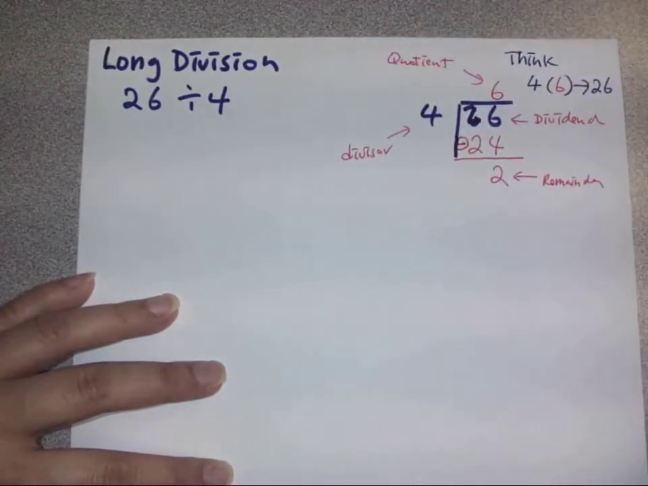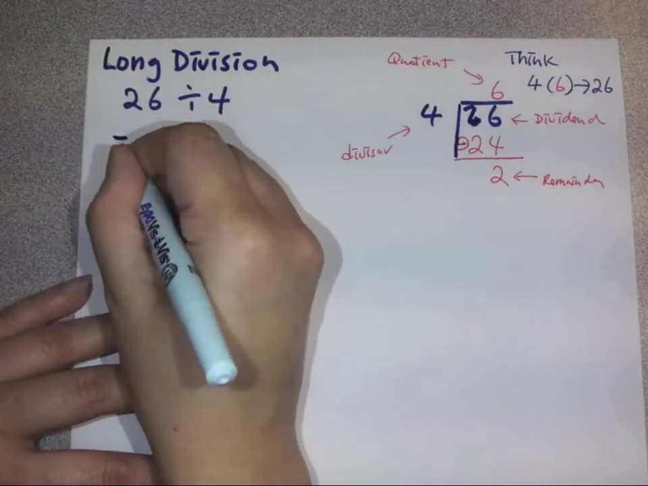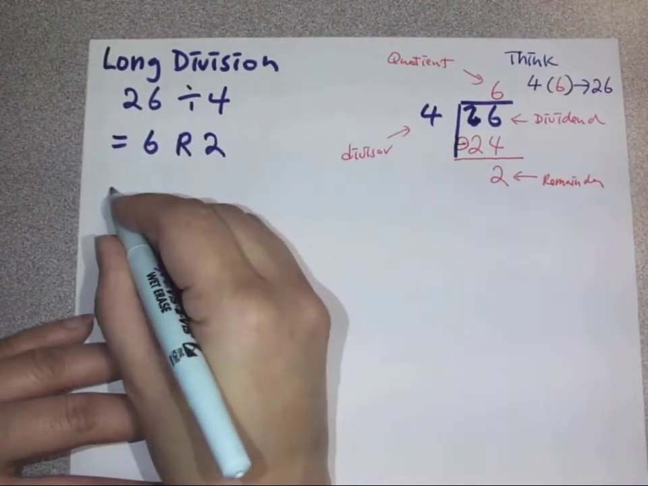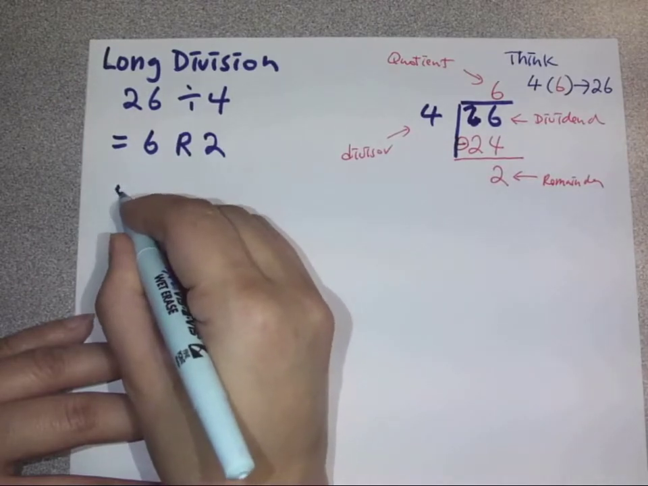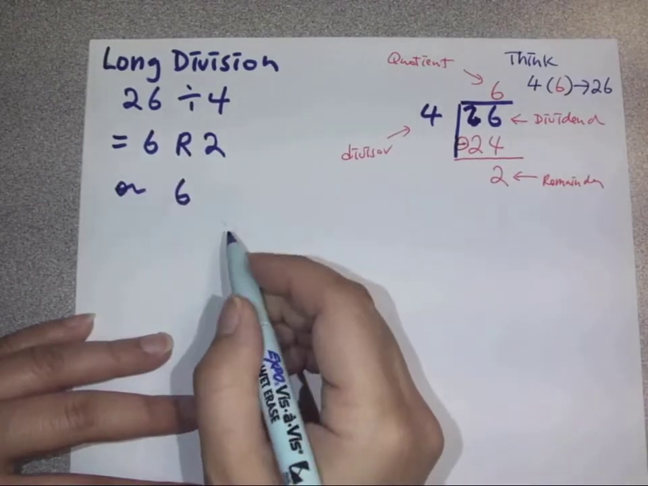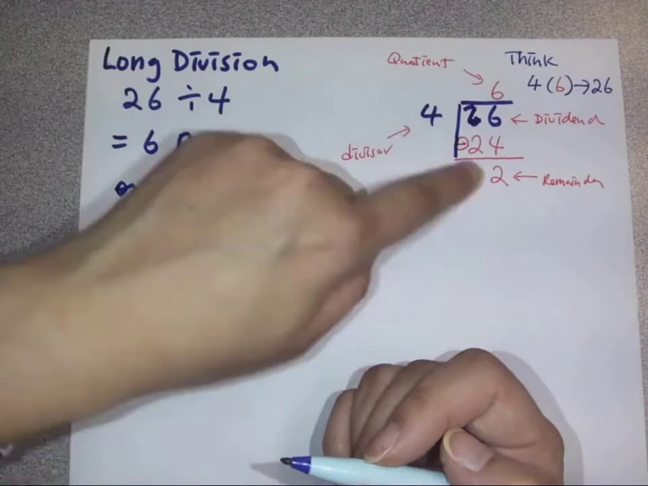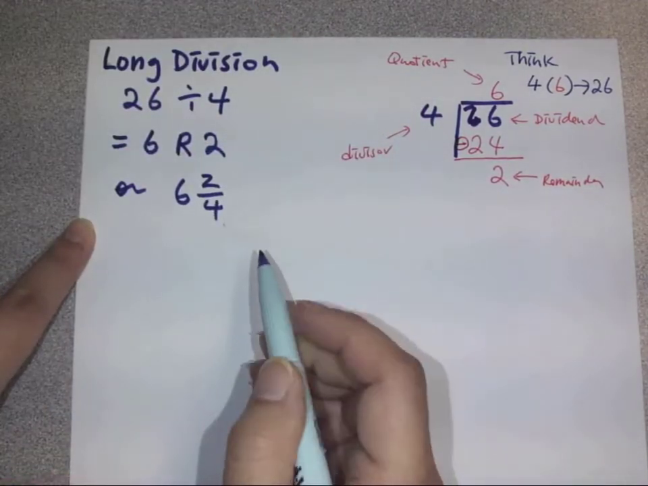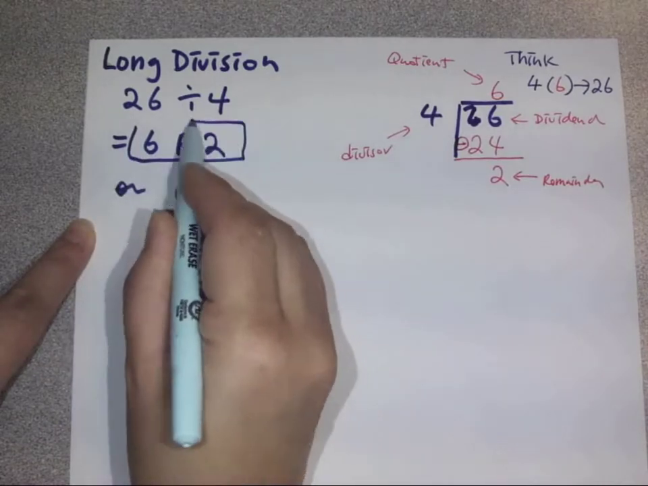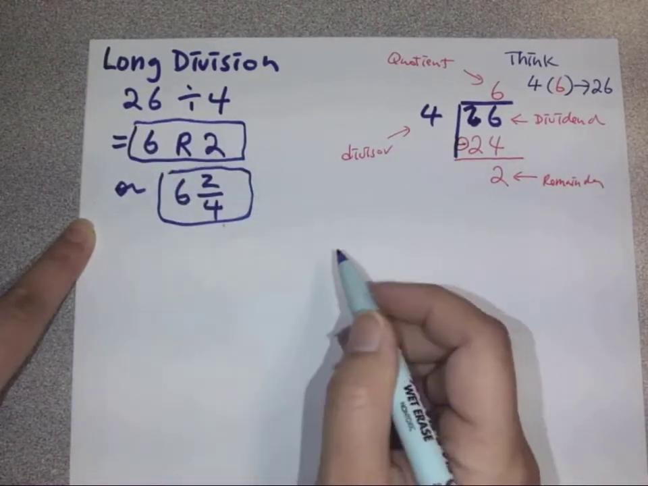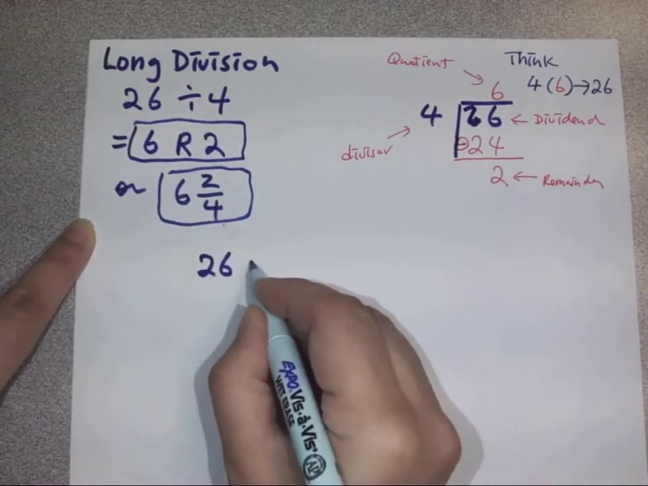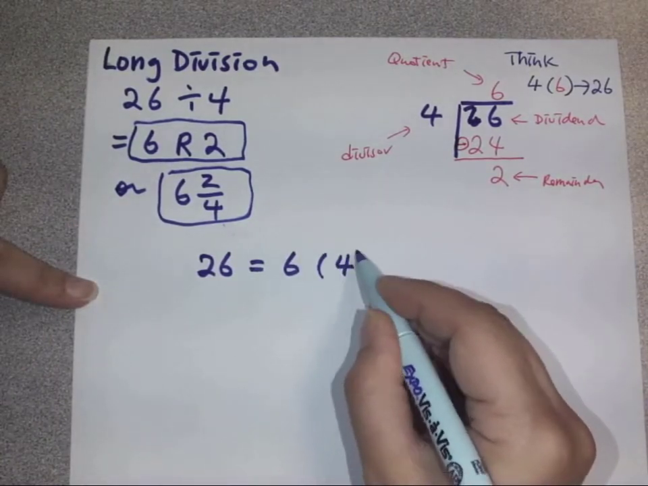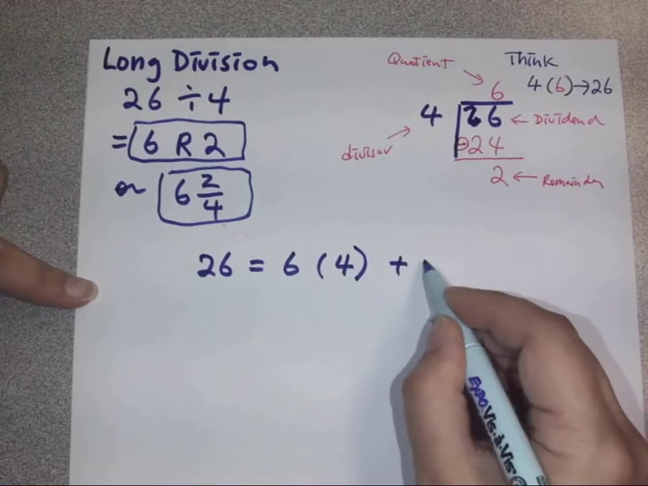Okay, so I can write my answer as 6 with a remainder of 2, right? Or I can write that as 6 and a fraction, where you have 2 needing to be divided by 4. Are we okay with this? Or you can reduce it as 6 and 1/2. Then 26 will equal your quotient 6 multiplied by your divisor 4, plus your remainder.